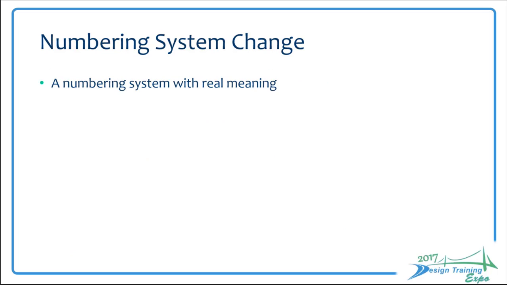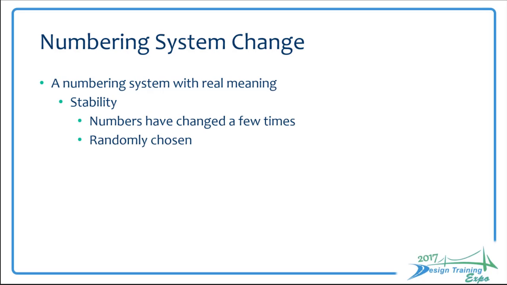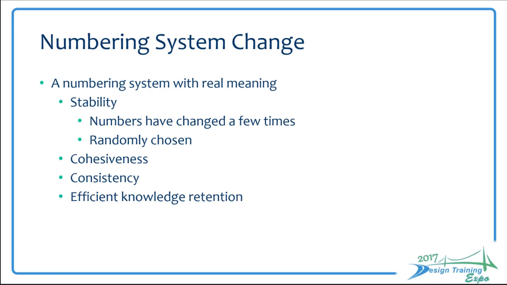We wanted a numbering system that had real meaning. We wanted to provide stability for our new numbering system. In the past, the numbers have changed quite a few times, and they've been randomly chosen, so they weren't really based on anything real. We wanted the numbering system to provide a cohesiveness with all the documents. We wanted consistency as well. We also wanted efficient knowledge retention for the users, and especially the new users of our documents. We wanted understanding from all users.